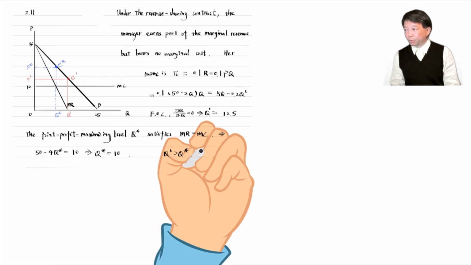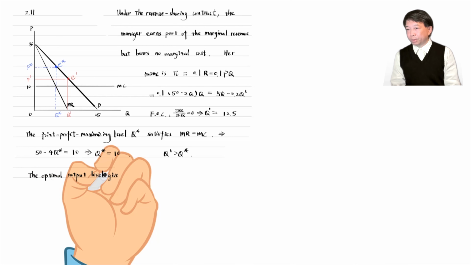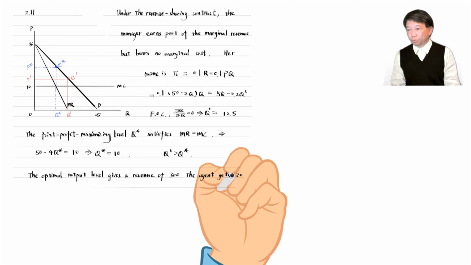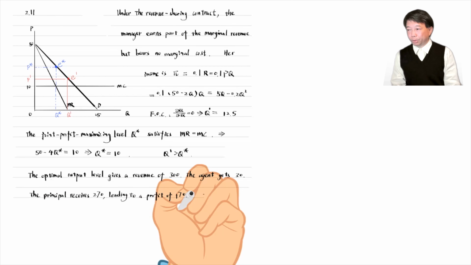The agent's choice is not in the principal's best interest. It is an example of the principal-agent problem or agency problem. We can verify that the optimal output level gives a revenue of 300. The agent gets 30. The principal receives 270, leading to a profit of 170.